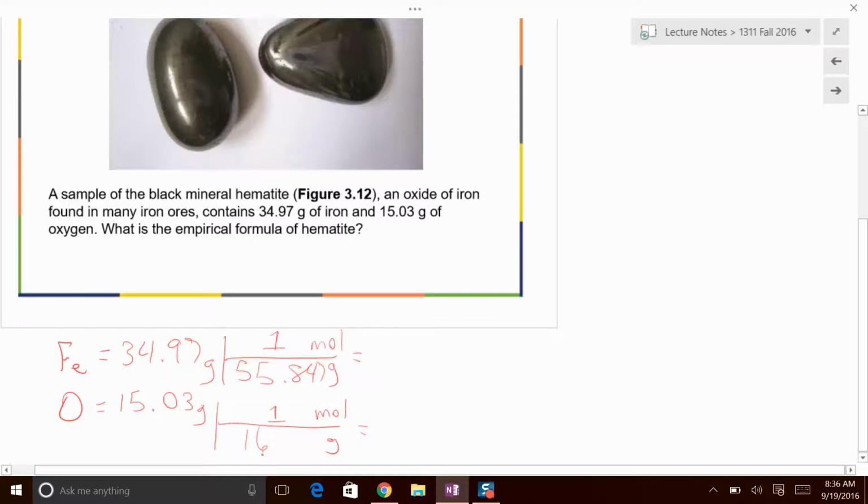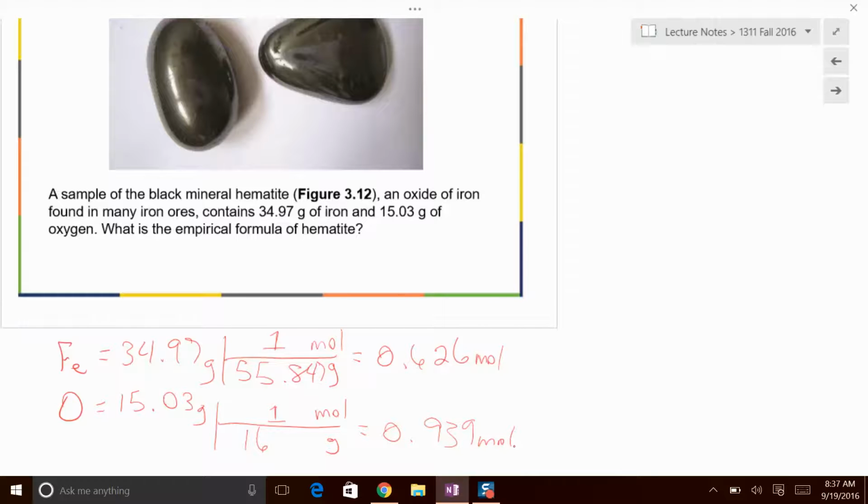All right, so 34.97 divided by 55.847. What do I get? Say it louder. 0.626. Okay? And for oxygen, 15.03 divided by 16 is 0.939. These are in moles. So the first step is you need to convert your grams to moles. Now that they're in moles, I have to find the ratio.